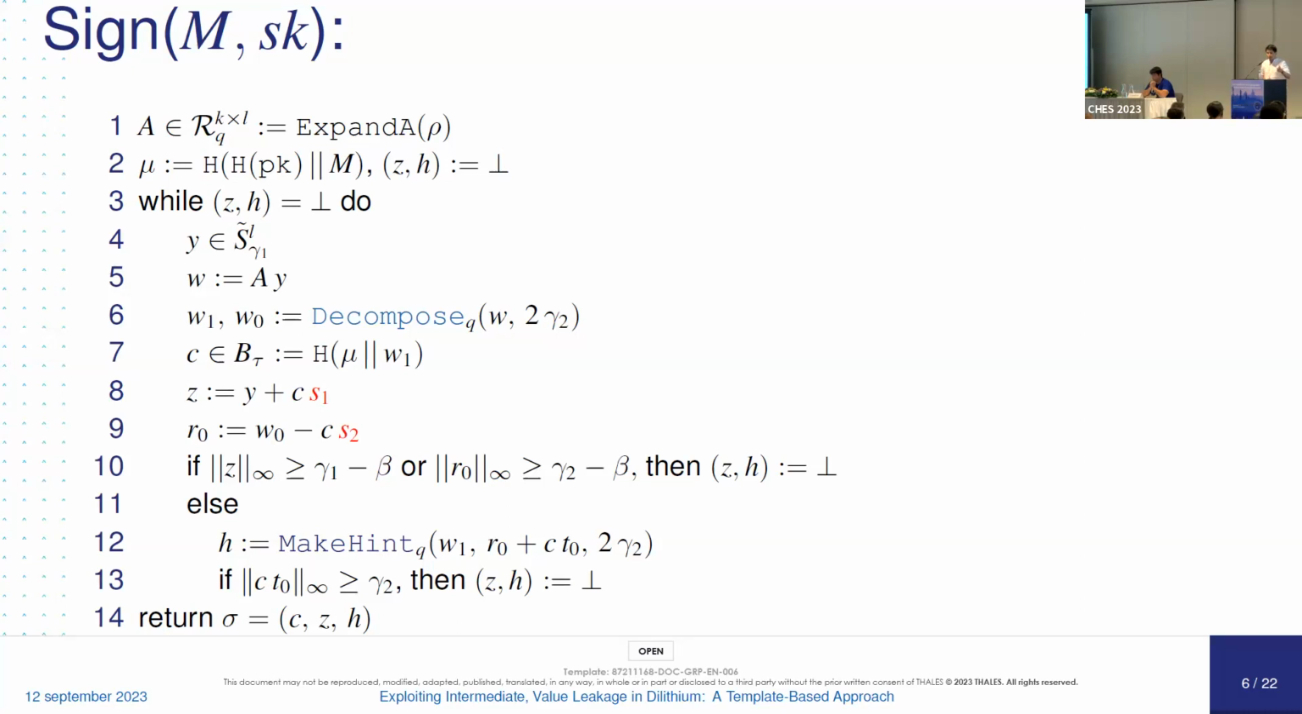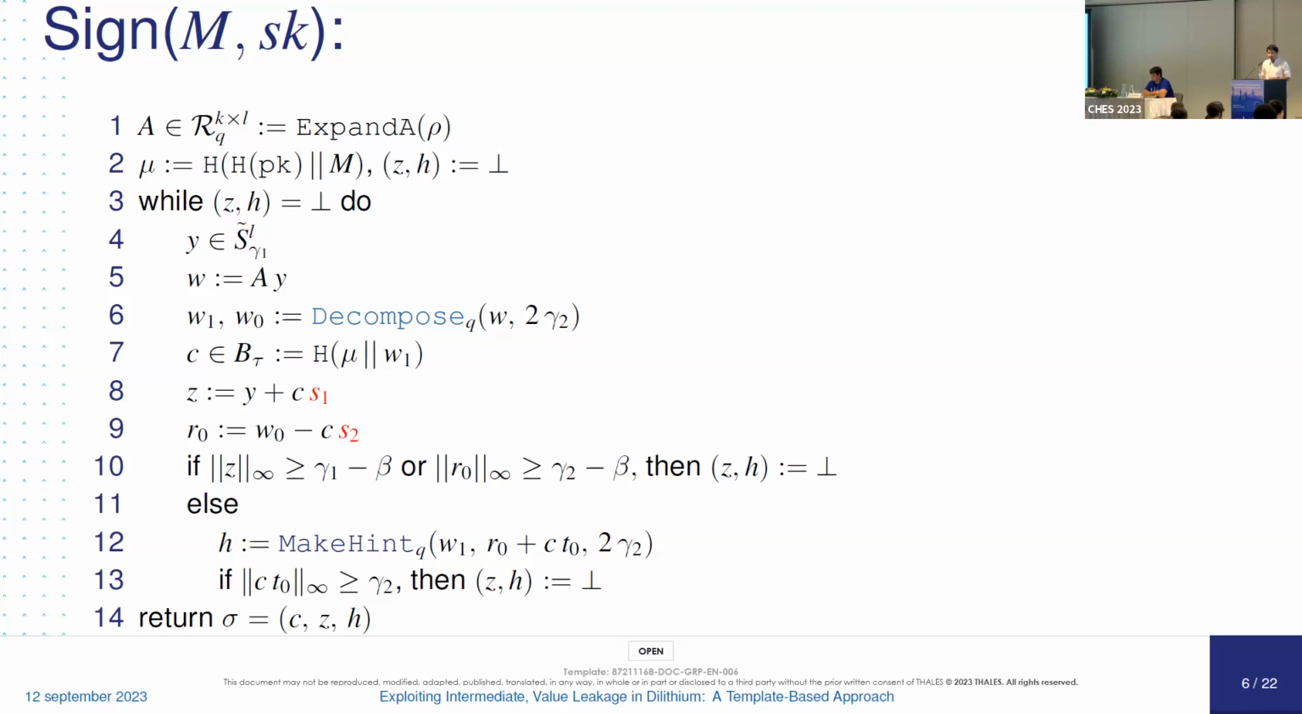Then the lower part W0 will be used in line 9 to compute the vector R0 that will be used in line 10 in a correctness check. And then the last check, line 13, is also there for correctness purposes. So here, one particularity of Dilithium that we can see is this while loop. It's the rejection sampling loop, which just means that we are going to do the steps from line 4 to line 13 over and over again until all the conditions in lines 10 and 13 are verified.